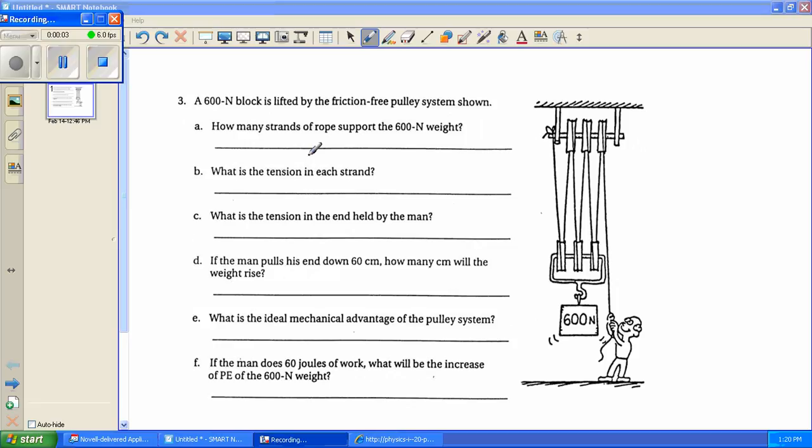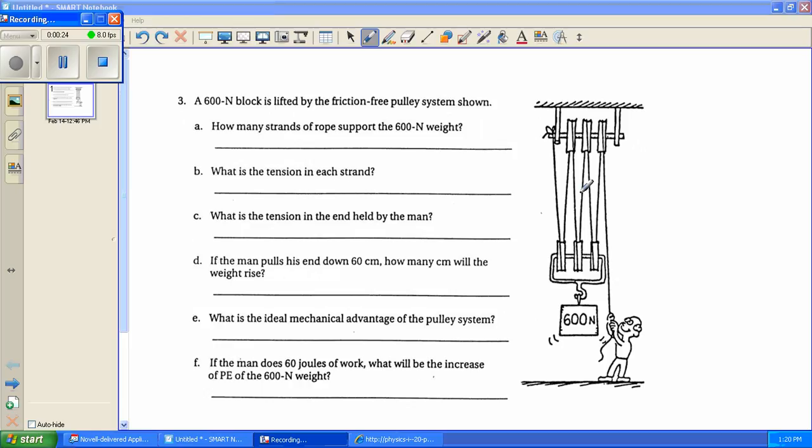A-2, number 3. A 600 Newton block is lifted by the friction-free pulley system shown by the diagram on the right. Question A asks how many strands of rope support the 600 Newton weight. If you look at the diagram, you can see that there are 7 strings total, but only 6 of them matter, the ones that are supporting the weight.